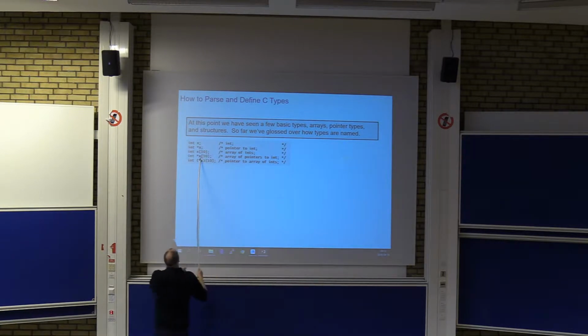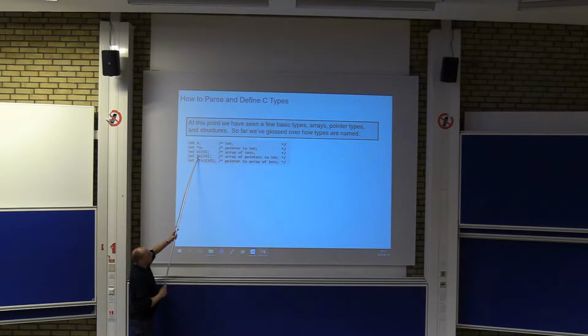if you start with x here, it binds tighter to the array than to the star. So x in this case is an array of pointers to integers. It's just one of these things you need to learn and see how to interpret. But you could write the parentheses here to explicitly denote that this is what you want.